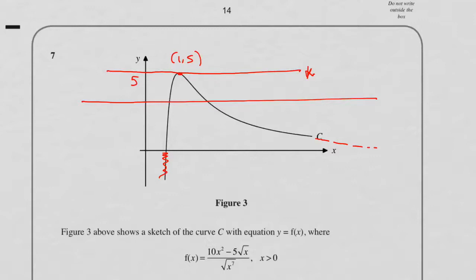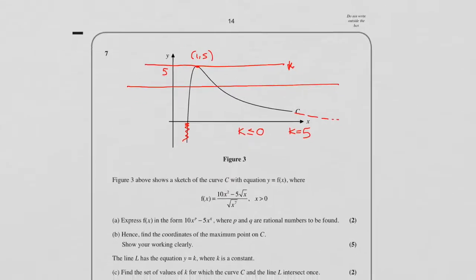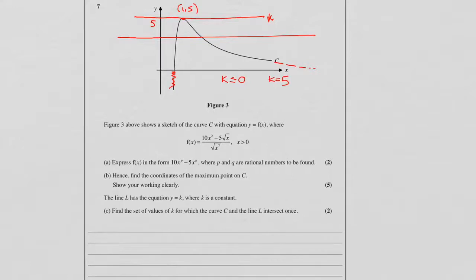So our answer is going to be, we want either k to be 0, or it could be anything below the axis, or if k equals 5, it would cross up here. If k was greater than 5, it wouldn't cross at all. So up here we've got k equals 5. Down here we've got k equals 0, but anything below it would also satisfy. And I think in the question it talks about set notation. Yes, it does. It says find the set of values.